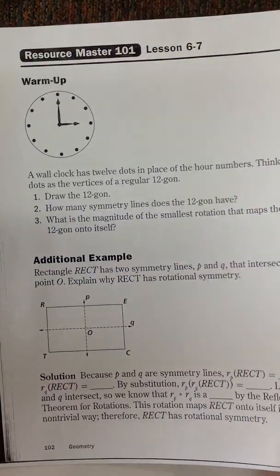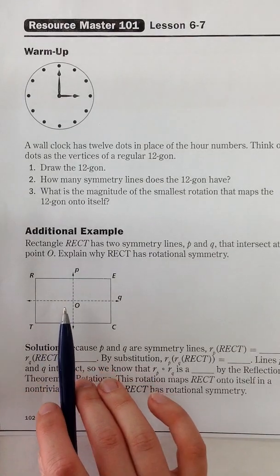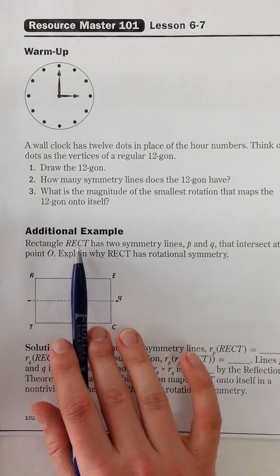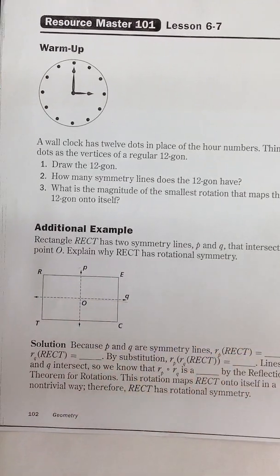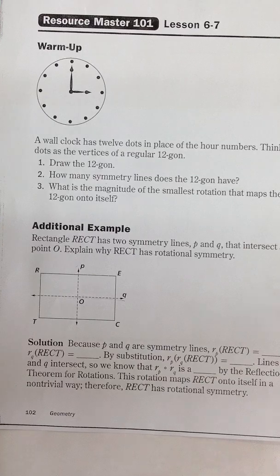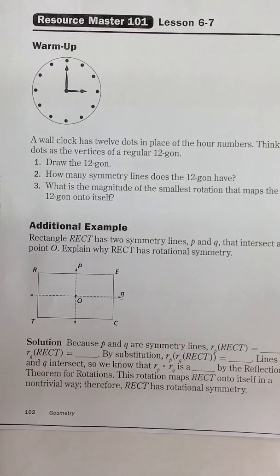That's going to lead us into our example here. So on your example sheet, we're going to do this one down here. It says rectangle RECT has 2 symmetry lines. So we got one here, P and Q, that intersect at point O, crossing in the middle there at O. And we're supposed to explain why this has rotational symmetry.